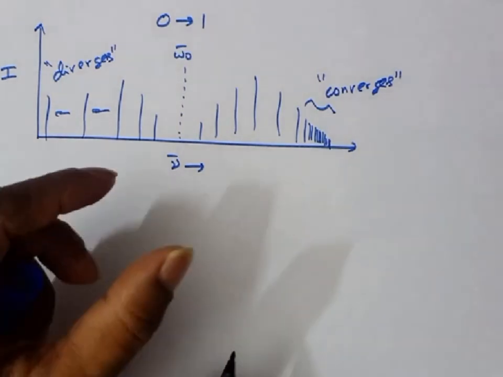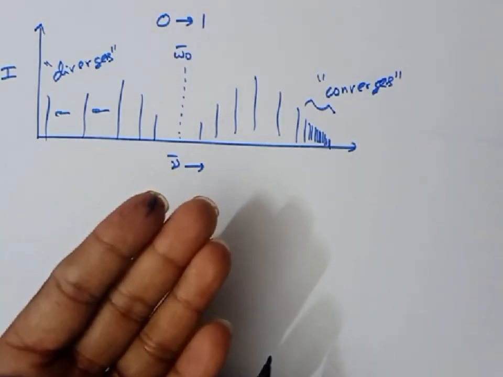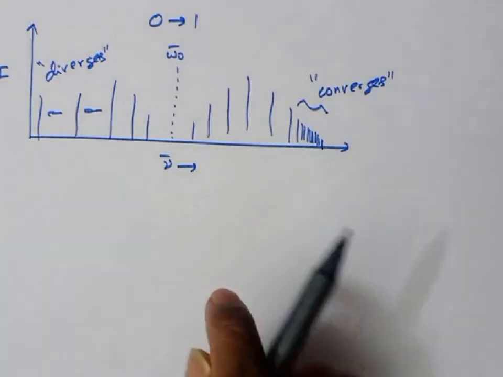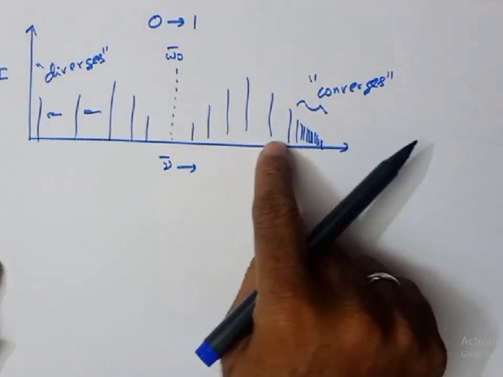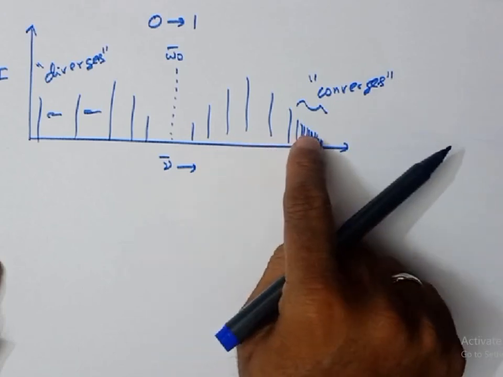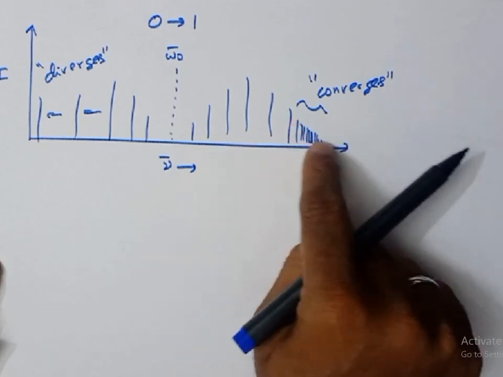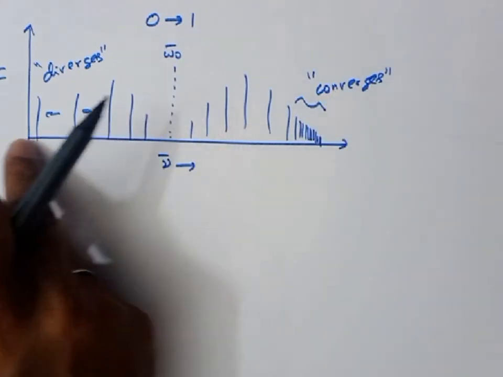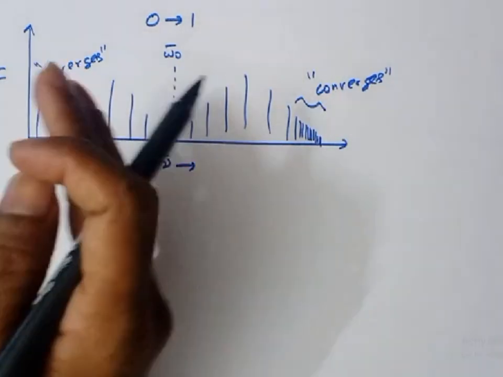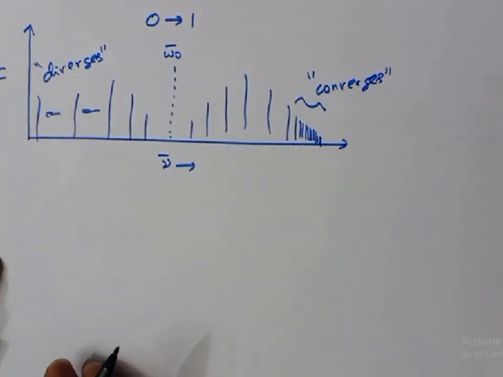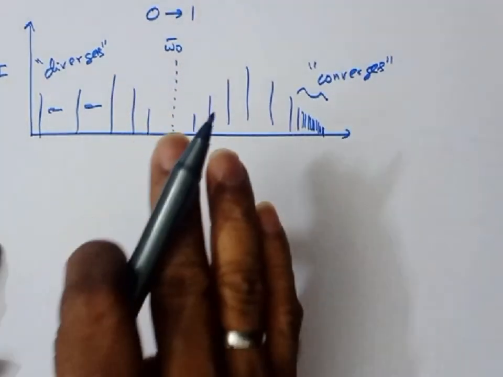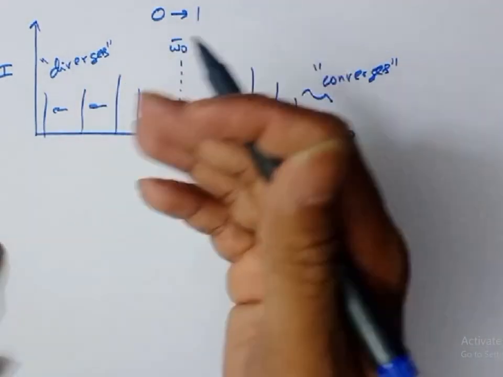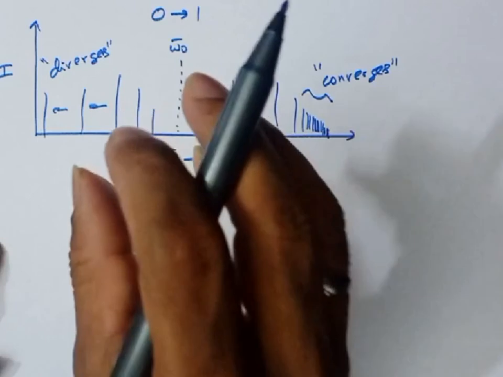So in the actual experimental spectrum, yes, you get R branch lines and P branch lines, no doubt in that. But as we go to the higher frequency side of the R branch, the lines start to converge. And if you go to the lower frequency side of the P branch, the lines start to diverge. This particular appearance could not be explained by just the rotation-vibration spectra.